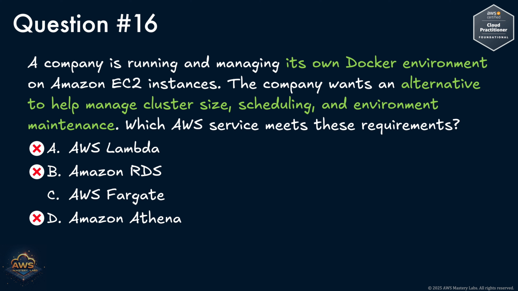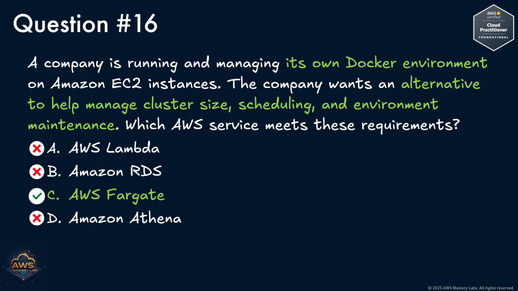Option D, Amazon Athena. Amazon Athena is an interactive query service that allows users to analyze data in Amazon S3 using standard SQL. It's designed for analytics, not for running containers or orchestrating Docker workloads. There's no concept of cluster size, scheduling, or environment management in Athena's operational model. Incorrect, because Athena is a query service for data in S3, not a compute or container management solution.